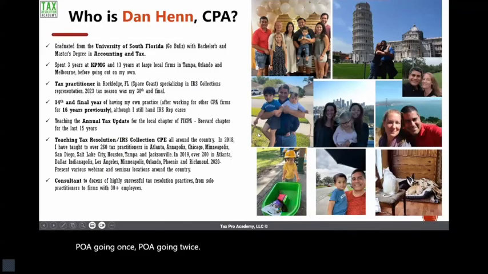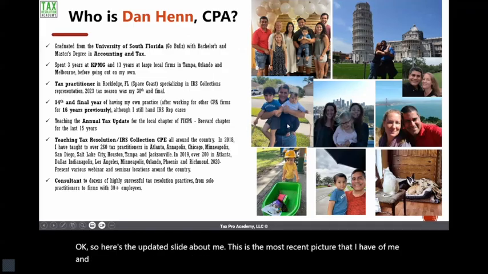Okay, so here's the updated slide about me. This is the most recent picture that I have of me and my new grandsons. I still can't believe I can say the word grandsons now. This guy is 2.5, and this one will be 6 months old this week.